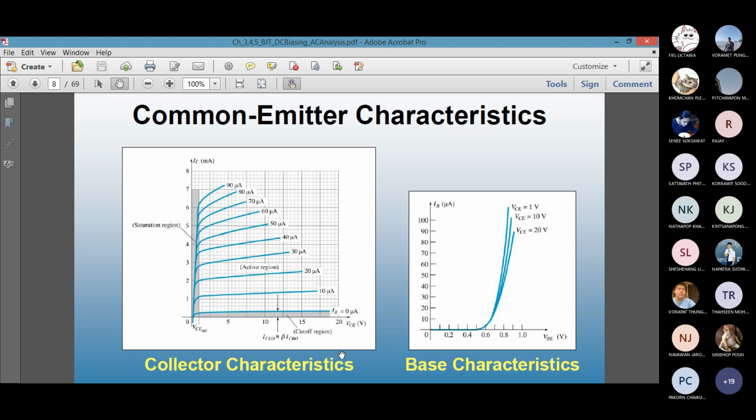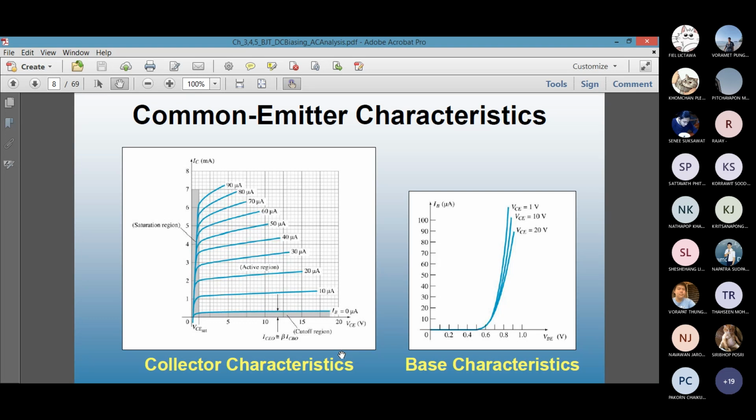Is it IB? IB is which one? Input or output? Output? No, IB is not the output. IB is the input base current. For a common emitter, the input is base. The input is always base, no matter how you configure it. In this case, the output is collector. So it's not the right answer.